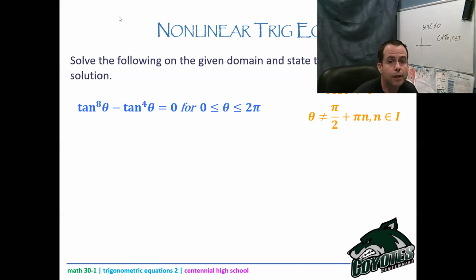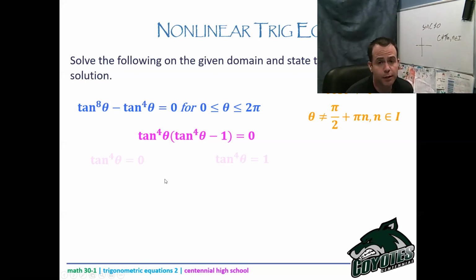Okay, now this looks scary. Well, tan to the 4 theta is actually a common factor there. So I just factor it right out. I've got tan to the 4 theta coming out to the front. Then I end up with tan to the 4 theta minus 1. I'm now actually right at the zero product principle. So I say tan to the 4 theta equals 0, and tan to the 4 theta equals 1.